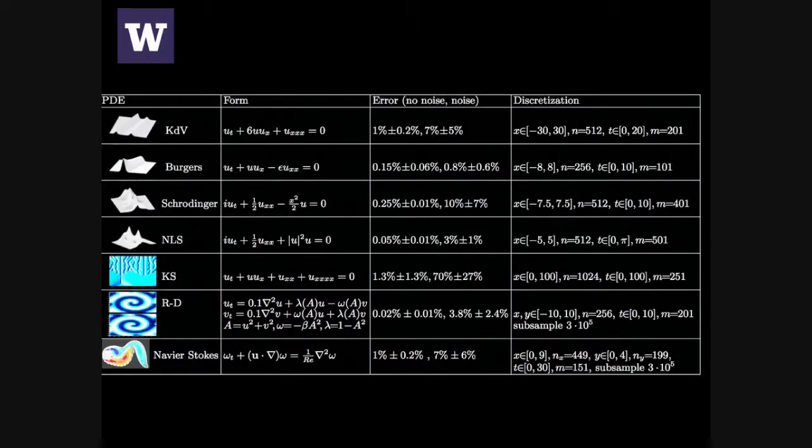Let me finish this off by listing all the canonical models that we can discover with this. These are the ones we came up with: Korteweg-de Vries, Burgers, Schrodinger, NLS, KS, the Kuramoto-Sivashinsky, reaction diffusion, and Navier-Stokes. We can discover them all. So if you're in applied math, this is your canon of nonlinear PDEs to discover. Okay? So we can get them all. And they all have different tolerances to noise, but it works remarkably well.